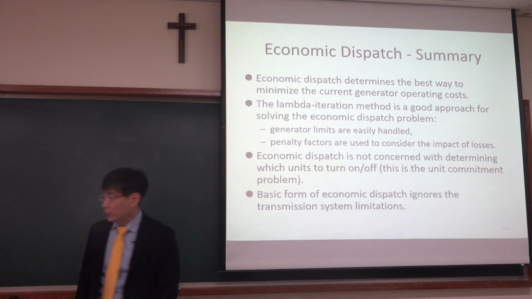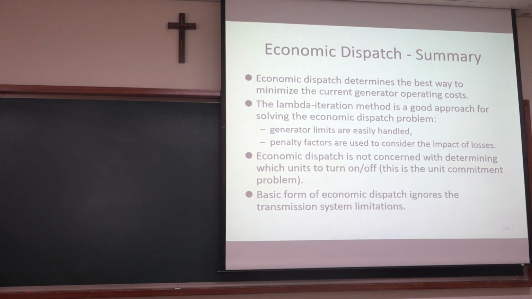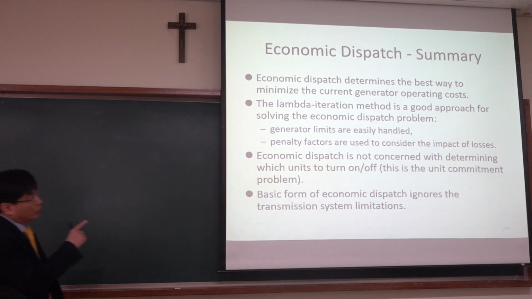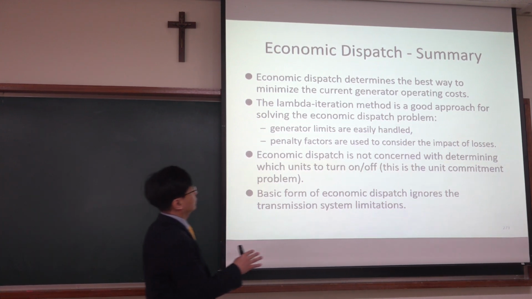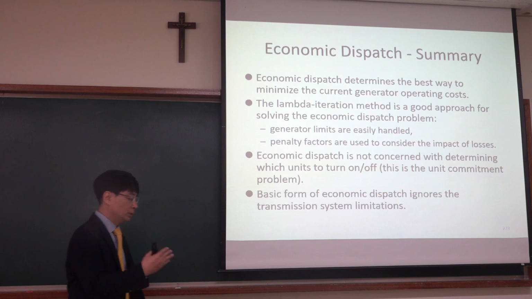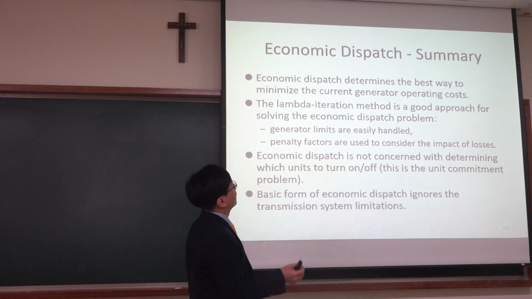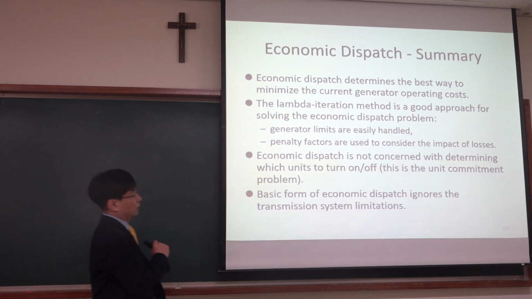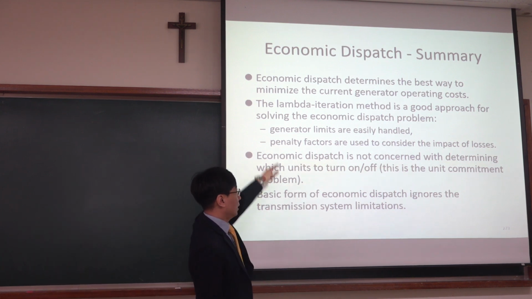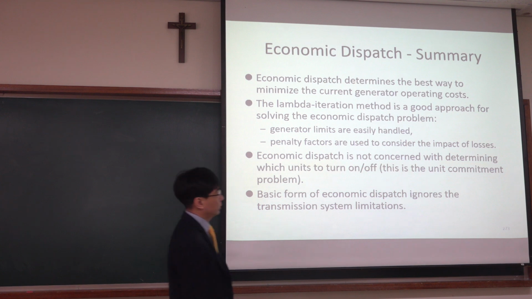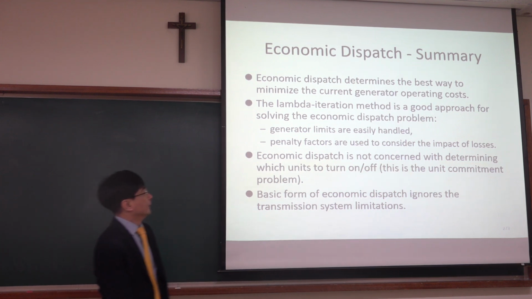So, economic dispatch summary. Economic dispatch determines the best way to minimize the current generator operating cost. And the lambda iteration method, actually this is a bisection method, is a good approach. Bisection is typically robust for solving the economic dispatch problem. And generator limits are easily handled, and penalty factors can be used to consider the power losses.